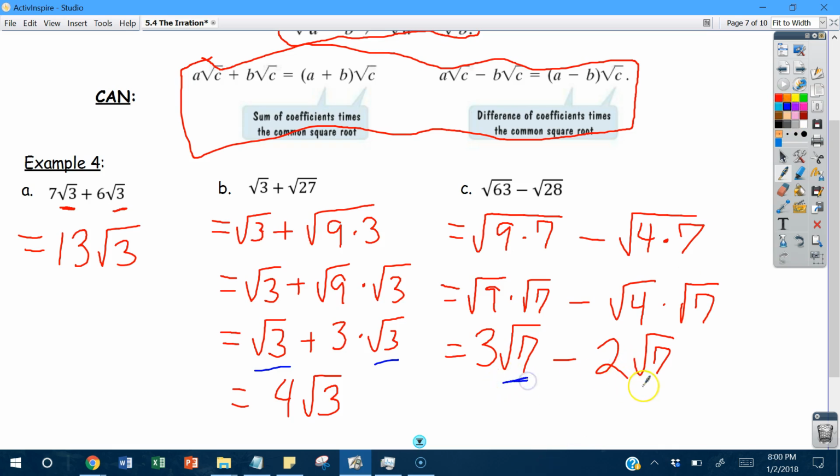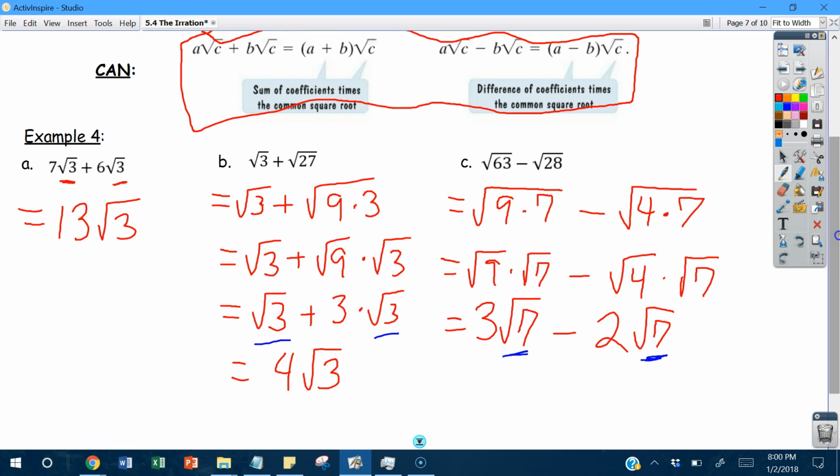So I have a square root of 7 that popped out here, square root of 7 that popped out here. I didn't know that was going to happen when I started this. But when I pulled out the perfect squares, those 7s popped up. So now I can simplify this just like I did A and B. And I say, okay, well, if I have 3 square root of 7s and I take away 2 of them, all I have left is 1 square root of 7, which you can leave out the 1. You can just say that's square root of 7.